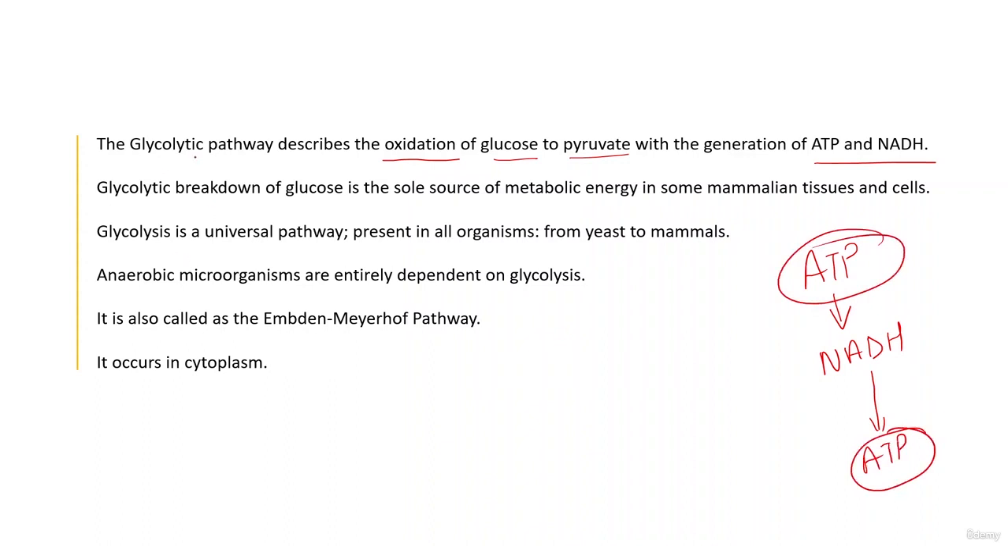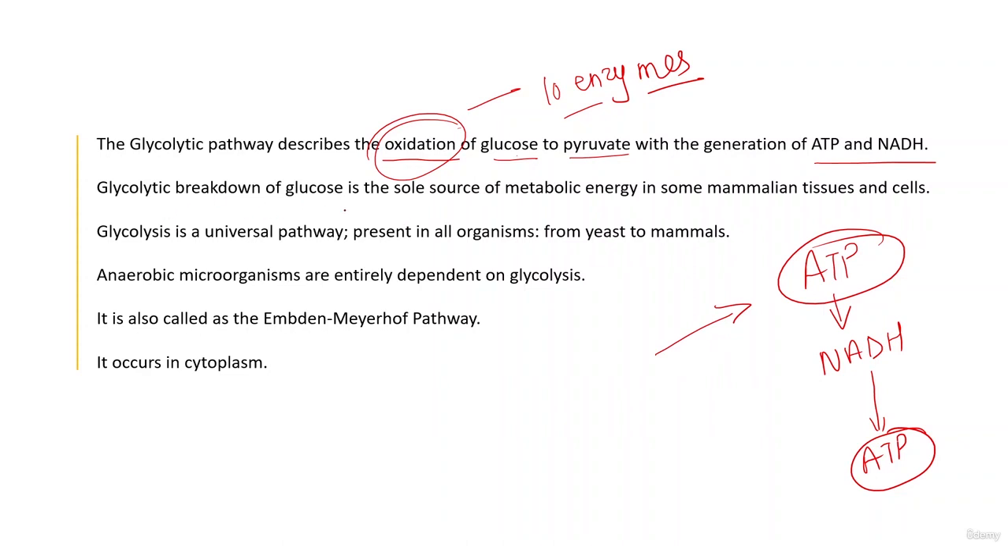Okay, so the glycolytic pathway describes the oxidation of glucose. So how is the oxidation happening? There are lots of enzymes involved in this. There are a total of 10 enzymes involved in this whole process, which we will be discussing in more detail. So, glucose to pyruvate with the generation of ATP and NADH. The whole process is basically happening just to produce more and more ATPs.